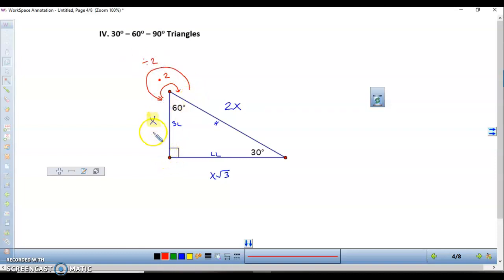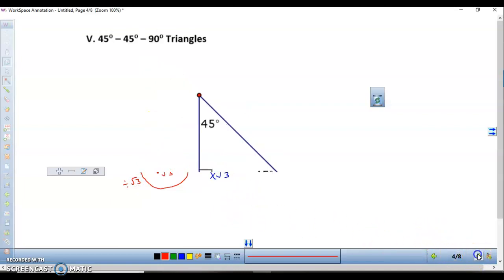All right, and then to go from the short leg to the long leg, you can see all I did was multiply by the square root of 3. So in my little map, I'm just going to put multiply by the square root of 3. And then, of course, to undo that, to go from the long leg to the short leg, I will then divide by the square root of 3. Great. All right, and then the next thing was the 45, 45, 90 triangle.